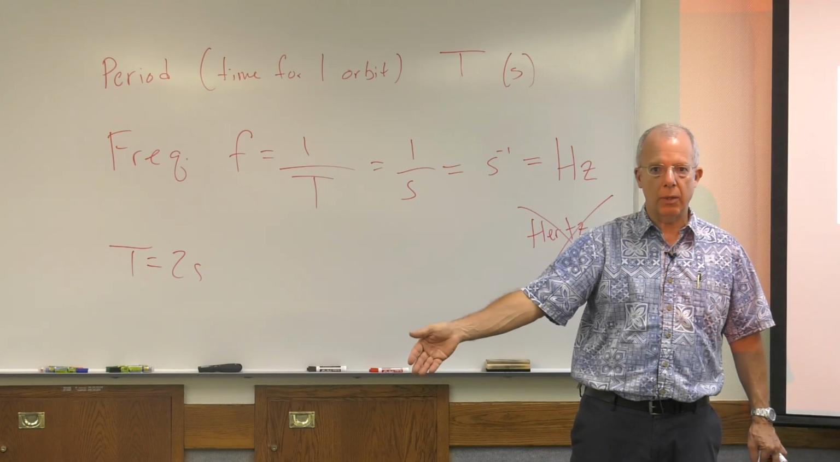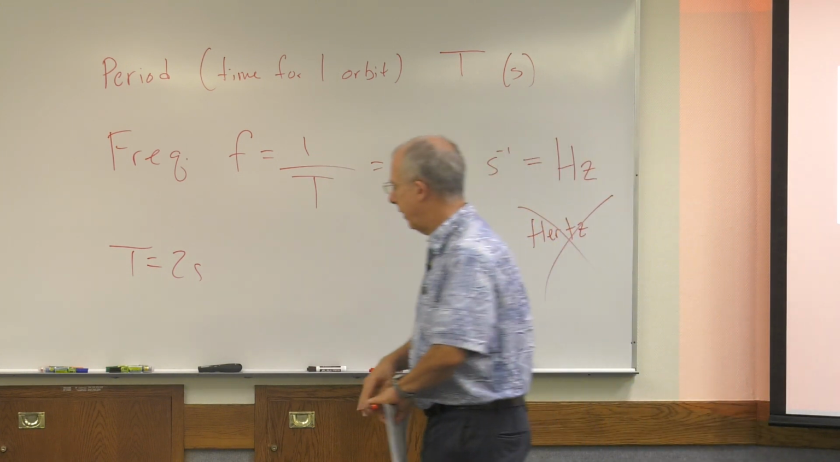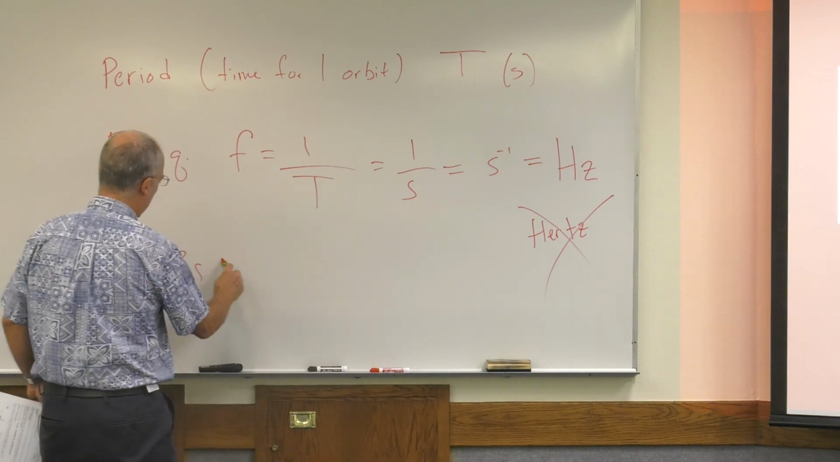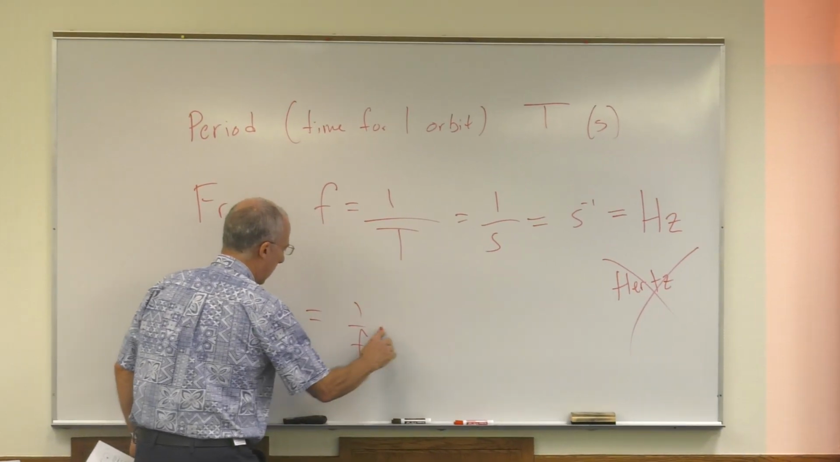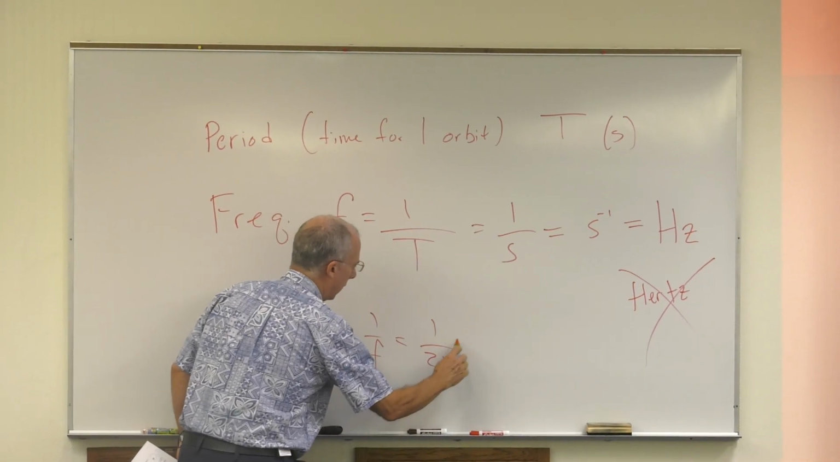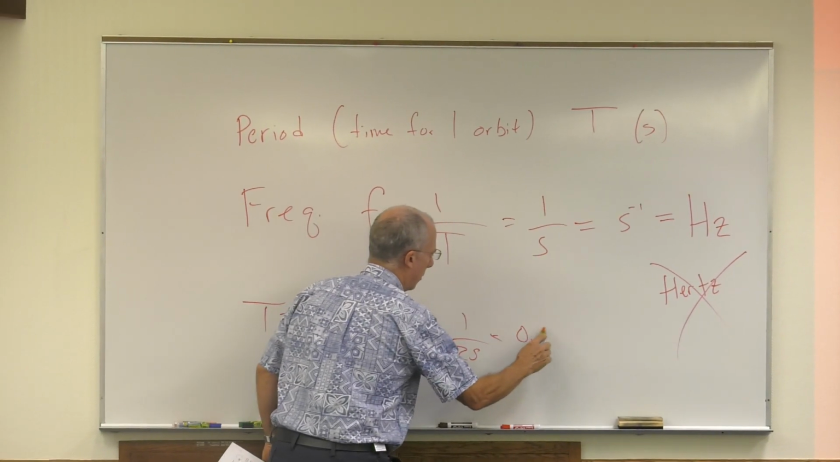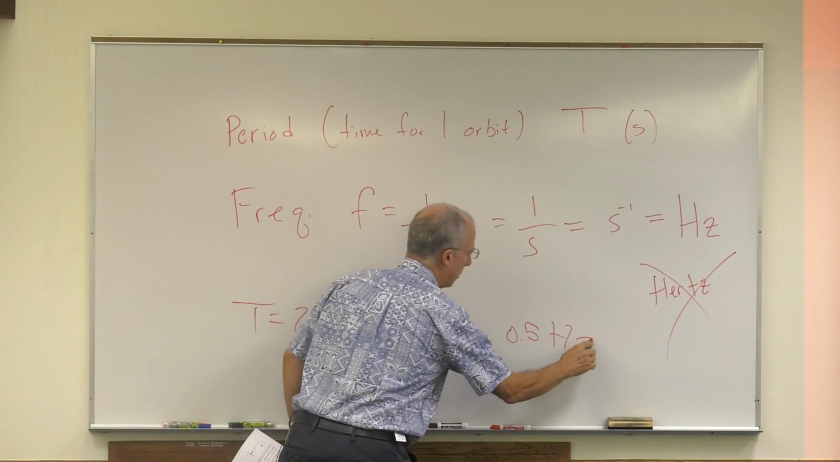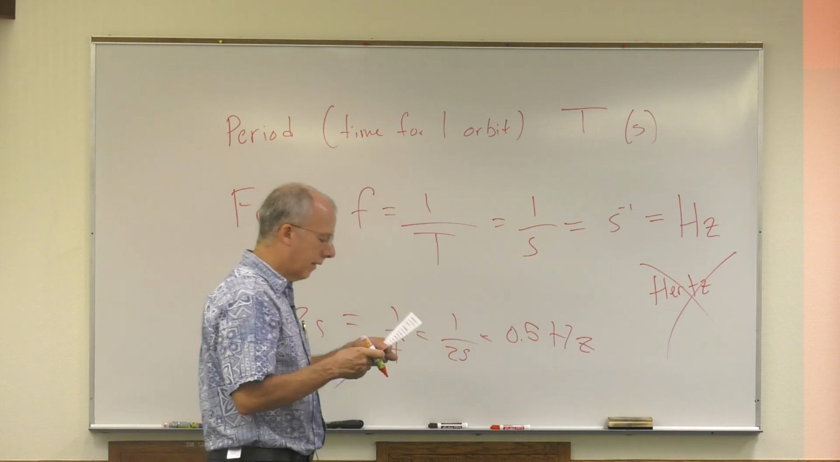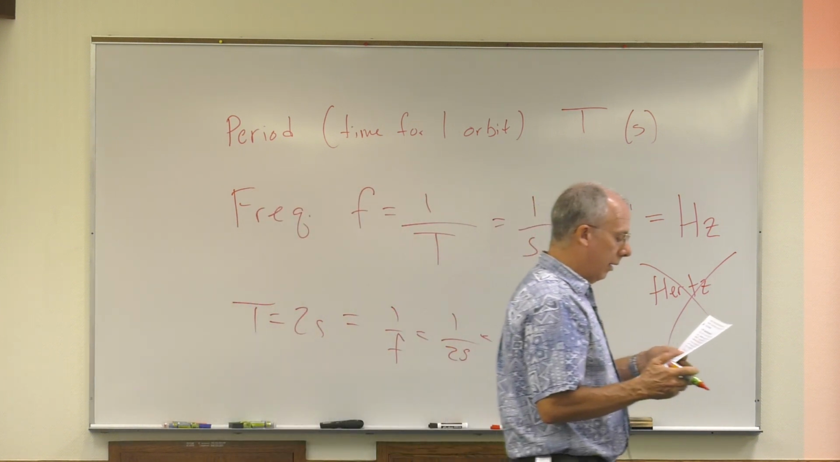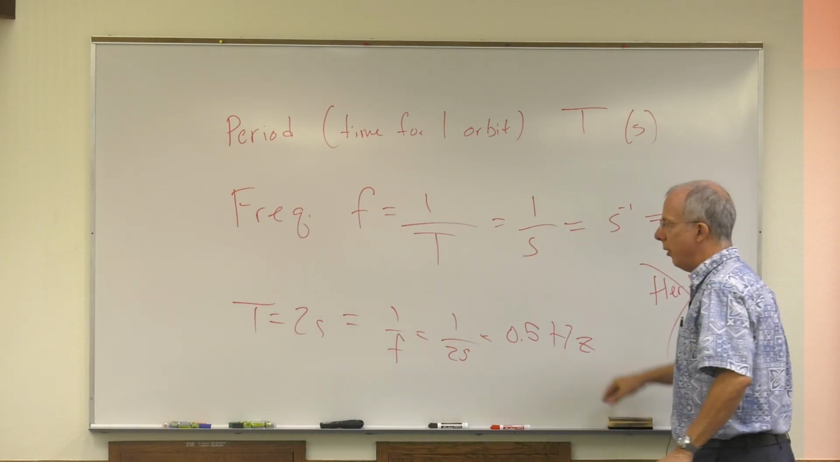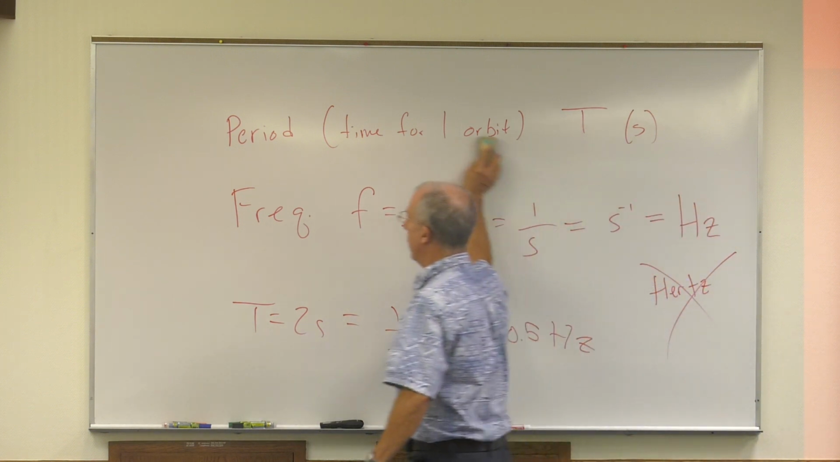So how many cycles did I do in a second? Just 1 half. And again, that's just from the period formula, right? f is 1 over T, which is 1 over 2 seconds, which is 0.5 hertz. Now, we want to get an equation using this stuff for circular motion.